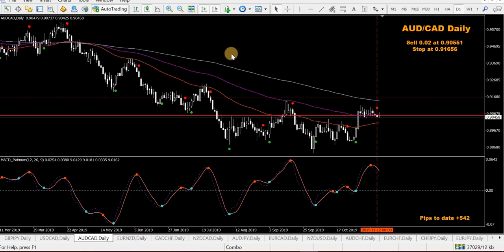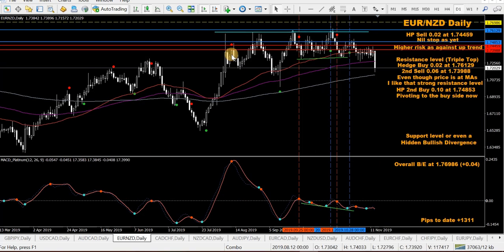Got the Euro New Zealand. Now this is one that I'm not on the right side of. You can read my notes here. I took a sell, took a buy, took another sell, took another buy. I got some pips in the bank on this, but that New Zealand interest rate news yesterday, the one where the experts predicted that there would be a rate cut and there wasn't, it gave the New Zealand dollar some strength. Hence, the Euro New Zealand dollar went down.